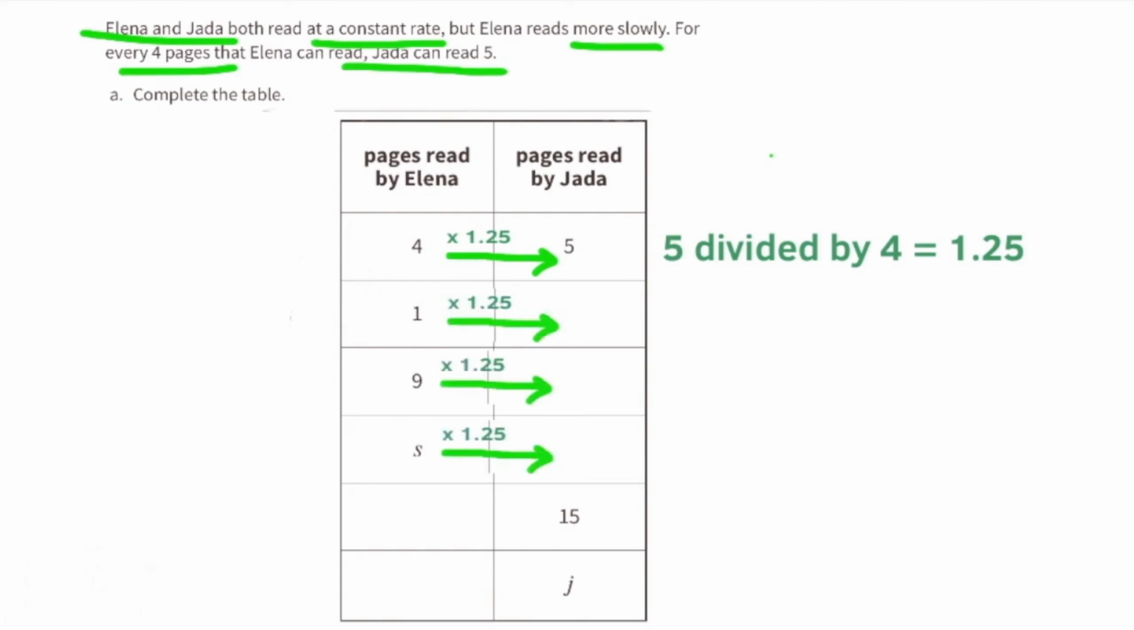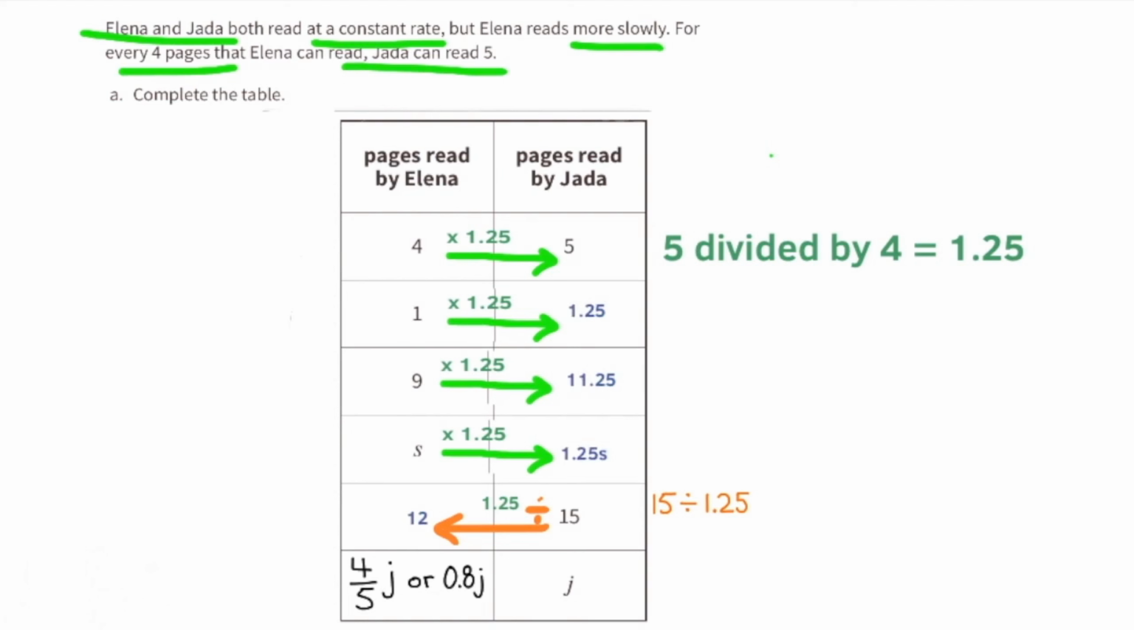We can multiply the number of pages that Elena reads by 1.25 to see how many pages Jada reads. And we can divide the number of pages Jada reads by 1.25 to see how many pages Elena reads. Elena reads 4/5 the amount of pages that Jada reads. So when Jada reads J pages, Elena reads 4/5 of J pages, or 8/10 of the amount of pages Jada read. When Elena reads 1 page, Jada reads 1.25 pages.